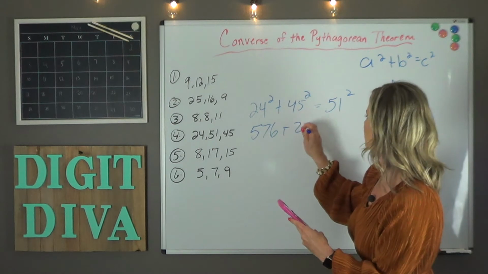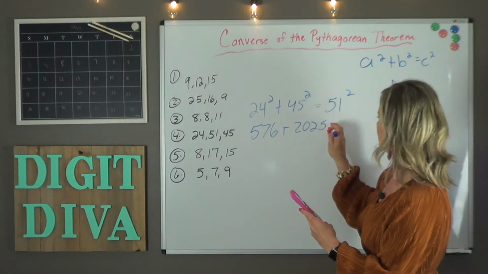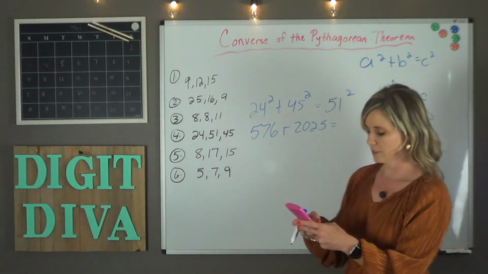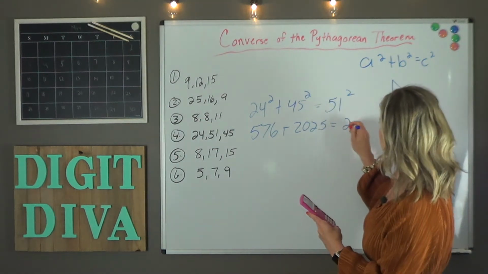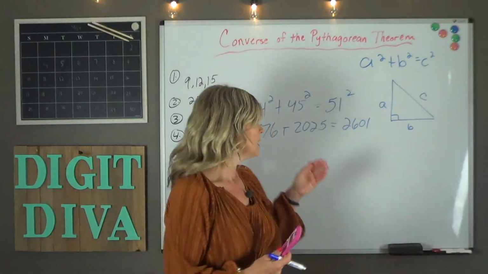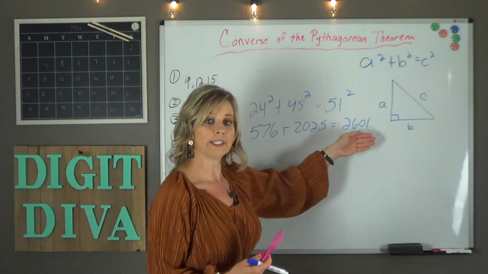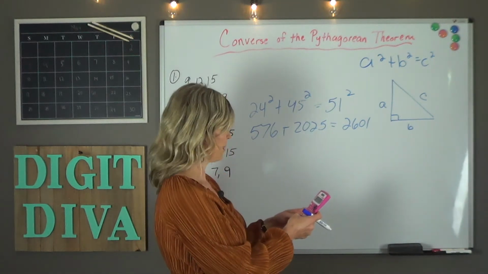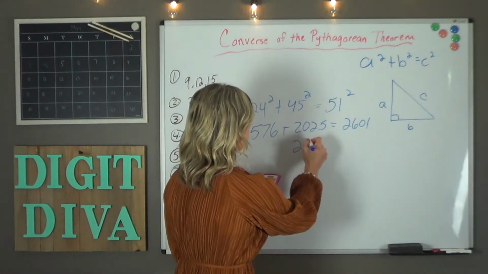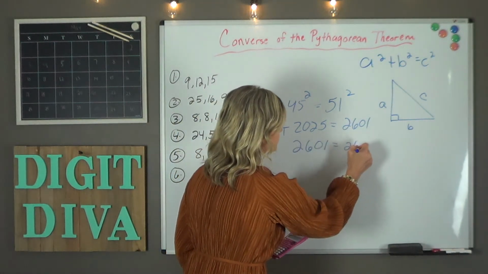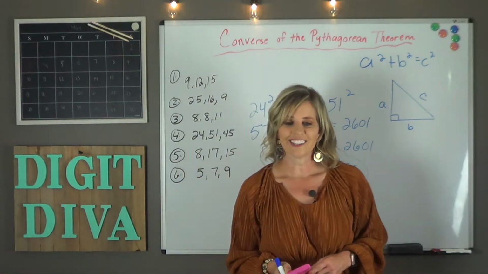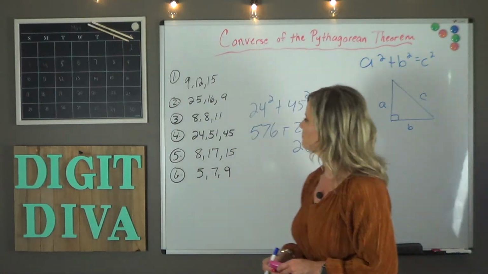45 squared is 2,025. Ooh. And 51 squared is 2,601. So, is our left-hand side going to equal our right-hand side? So we'll do the math. 576 plus 2,025 equals 2,601. So our answer would be yes. Those side lengths would form a right triangle.